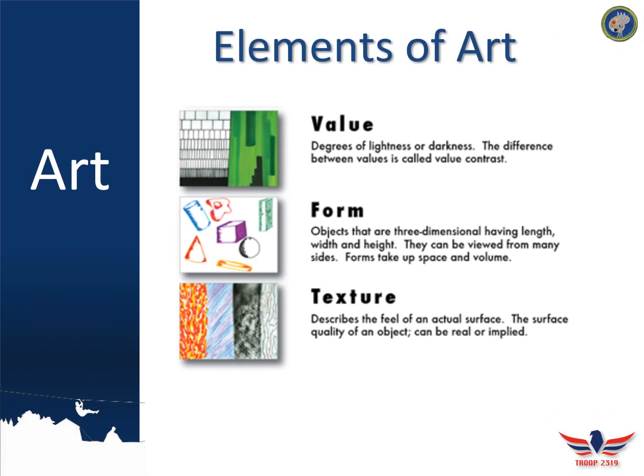Value. Value is the degrees of lightness or darkness. The difference between values is called value contrast. Form. Form are objects that are three-dimensional, having length, width, and height. They can be viewed from many sides. Forms take up space and volume. Texture. Texture describes the feel of an actual surface. The surface quality of an object can be real or implied.